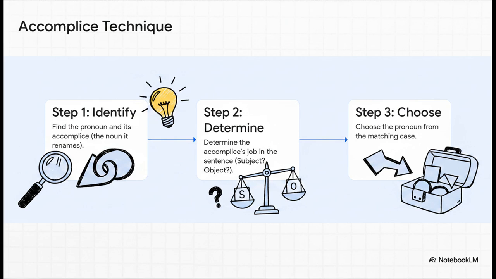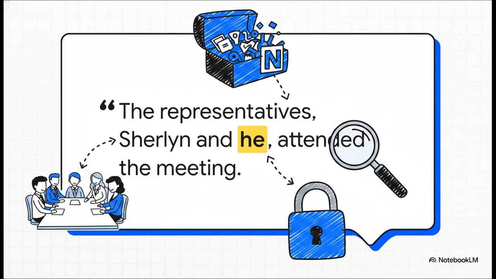So here's how you actually use this technique. Step 1, find the pronoun and its partner noun. Step 2, figure out what that partner noun is doing. Is it the subject or is it an object? And then step 3, pick the pronoun from your toolkit that matches that job. Easy. Let's see this thing in action.